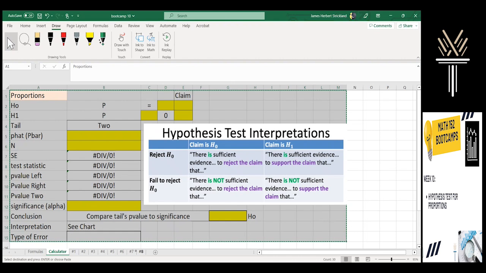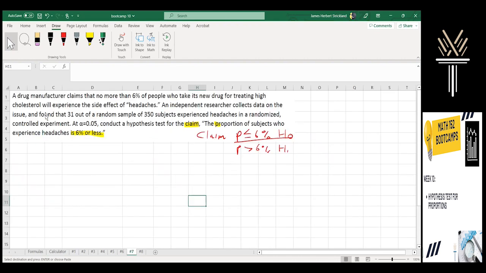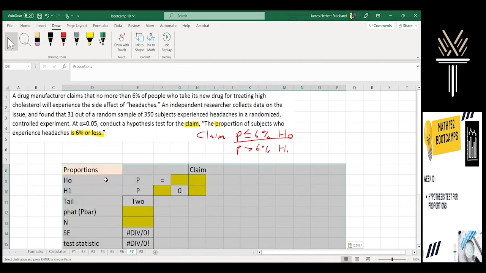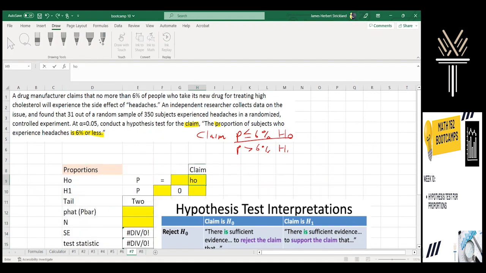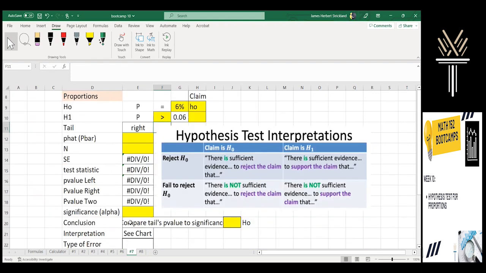Calculator, jump into the question, paste it somewhere. There we go. The null hypothesis came from the claim, 6%. The alternative was greater than, and so we're looking at a right-tailed test.